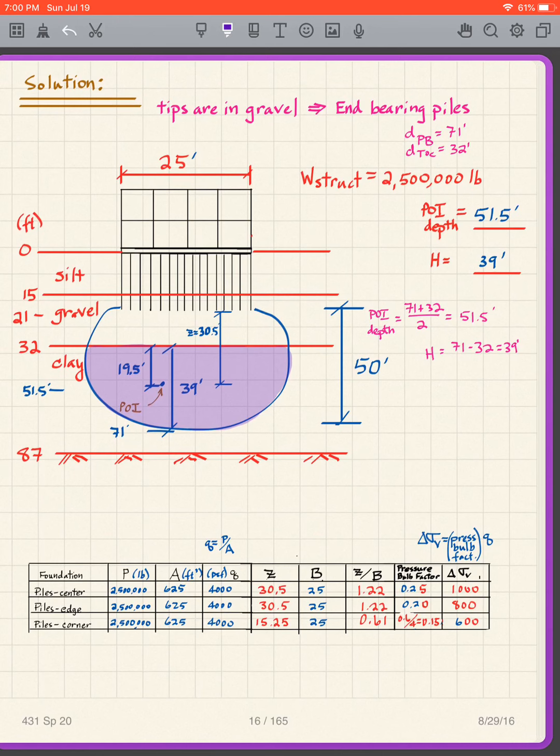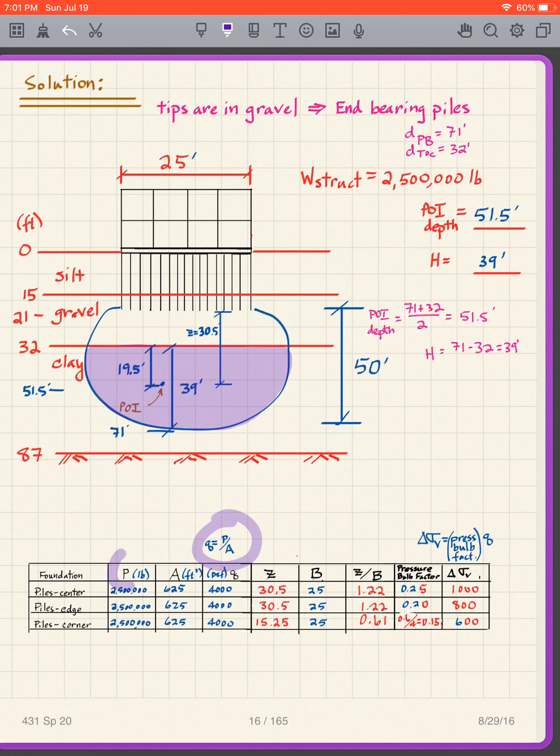Now we're going to fill in these values, and we're going to have the piles at the center, edge, and corner. What is the load, P? The weight of the structure, 2.5 million pounds. What is the area? The area is 25 squared, 625.